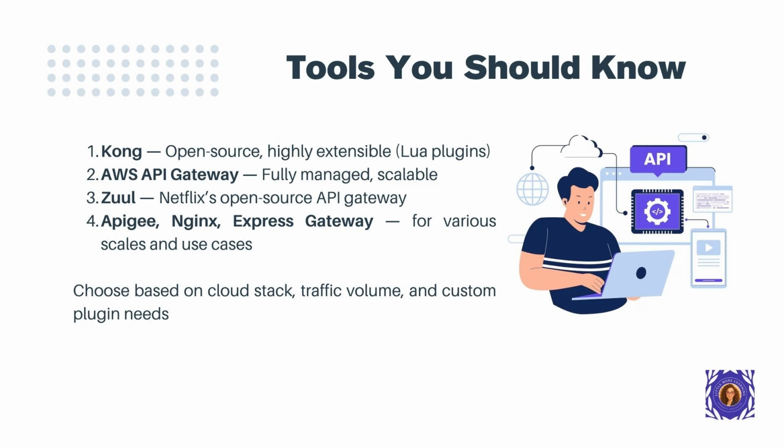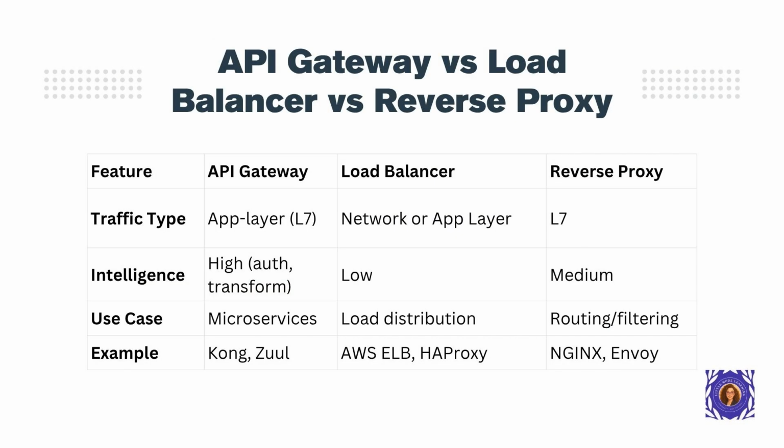It's crucial to distinguish an API gateway from similar, yet fundamentally different, components like a load balancer and a reverse proxy. While they might share some overlapping functionalities, their primary roles, level of intelligence, and traffic handling focus differ significantly. Let's break down the key differences between these three components.